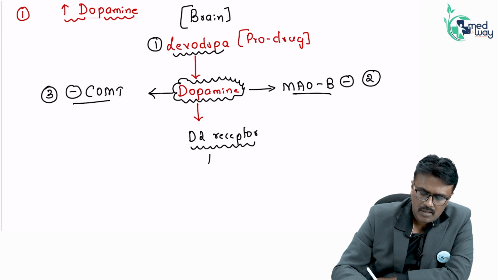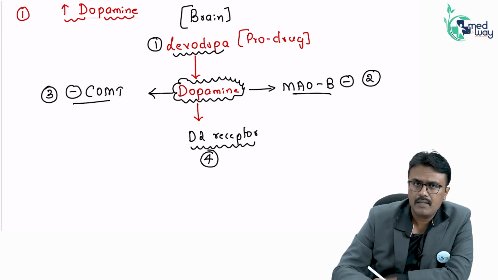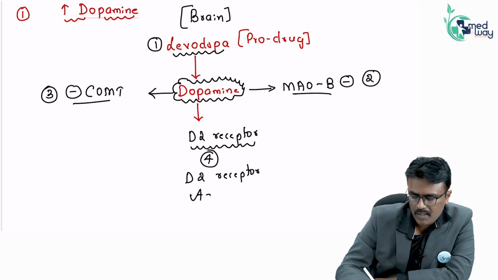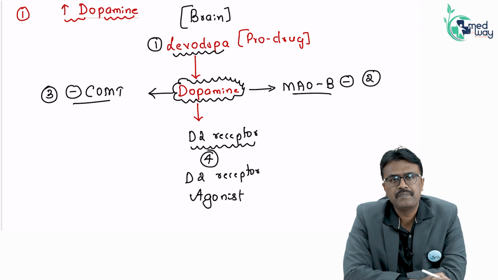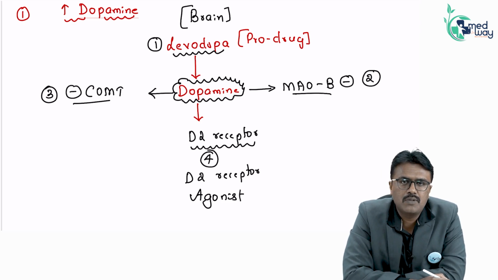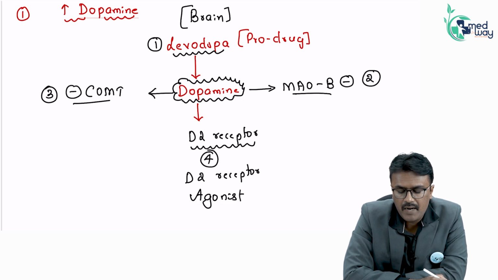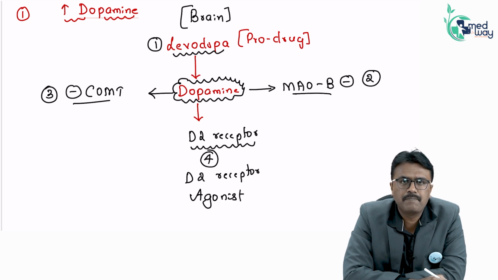Then scientists thought, why can't we directly stimulate the D2 receptor? Then we came up with the fourth target, that is D2 receptor agonists. So there are 4 strategies to treat Parkinson's disease. Number 1, levodopa. Number 2, MAO-B inhibitors. Number 3, COMT inhibitors. And number 4, D2 agonists.